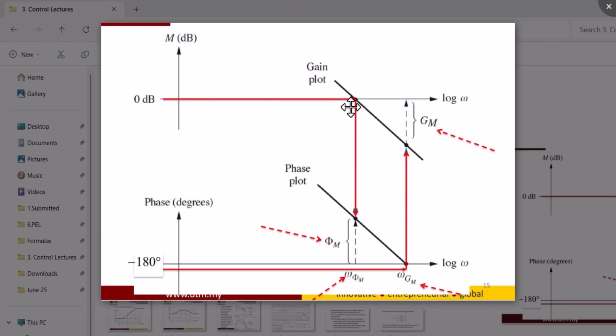At the gain crossover frequency you have to calculate the phase. How will you calculate it? This value minus this value, with the reference being minus 180, gives your phase margin. At gain crossover frequency you get phi m, known as the phase margin. Similarly, at the phase crossover frequency you will have your gain margin. What is gain margin? This one minus this one. So these are the four terms: gain crossover frequency, phase crossover frequency, phase margin, and gain margin. Gain margin and phase margin must both be positive for a stable system.